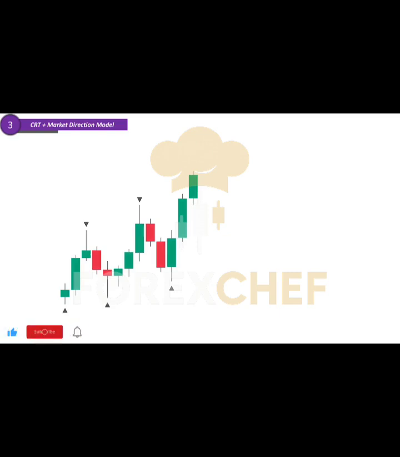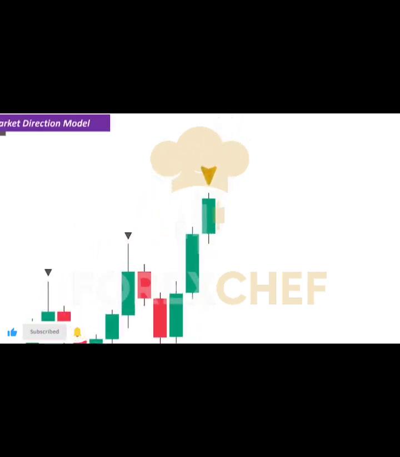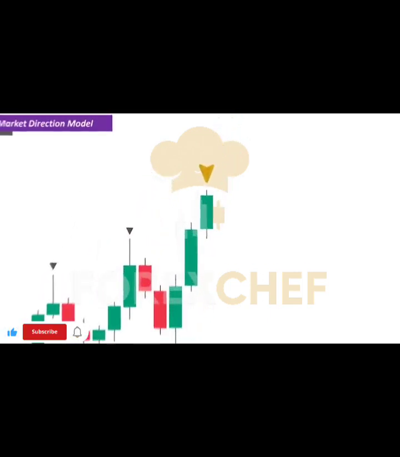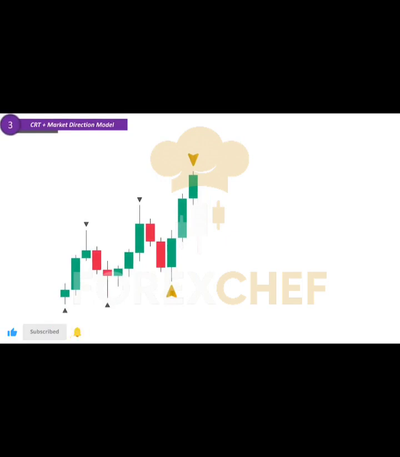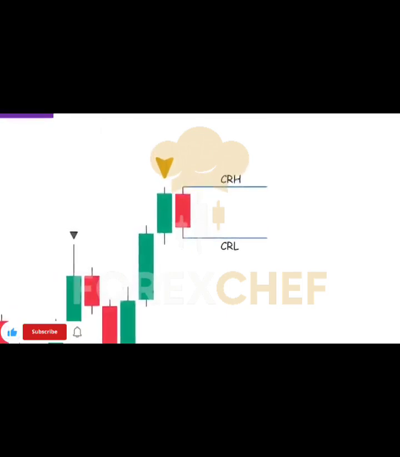put our stop loss. Let's say the latest impulsive move started from this point and went all the way up to here. We expect the correction to happen inside this range. From here, we start using the CRT model, but only on bearish candles, since the market is in an uptrend. We mark the high and low of each bearish candle, and then watch how the next candle reacts.